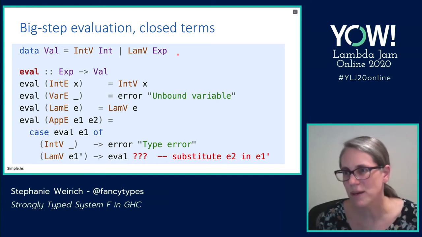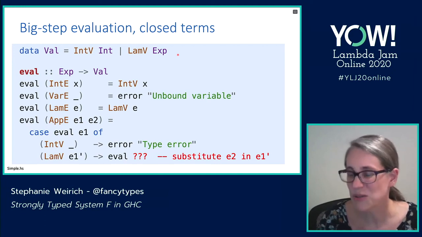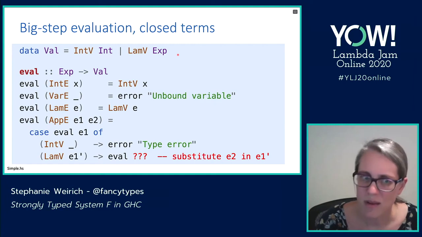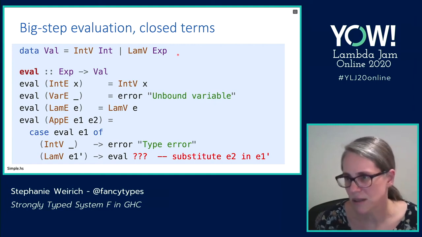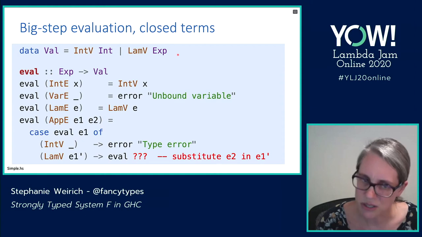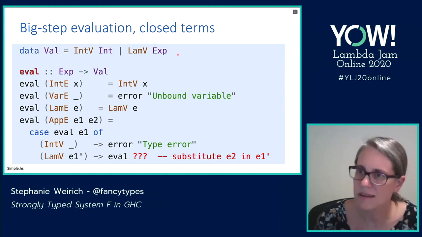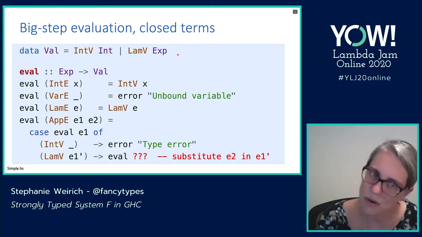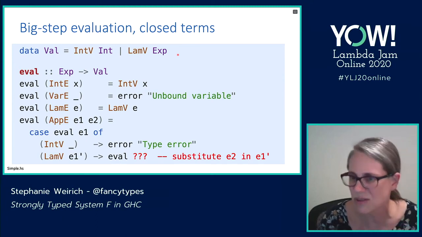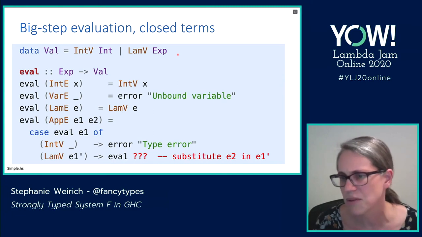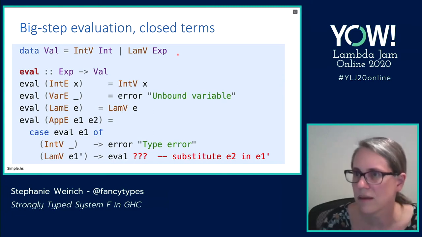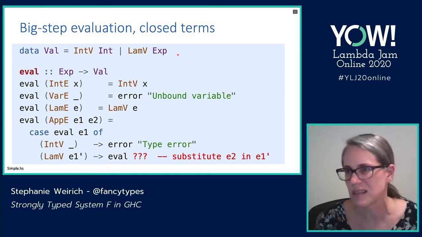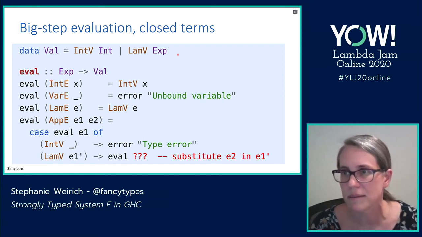And here's the point where I have to do some substitution. Here's the point where I want to keep evaluating the body of this lambda expression, but this is a lambda, this is a function, it's got an argument. I want to fill in that parameter with its argument. So I want to substitute E2 for whatever variable 0 is in E1 prime. Right, so here I have to define what substitution is to be able to finish this evaluator.